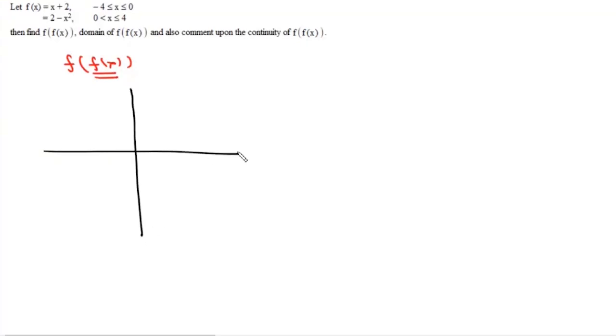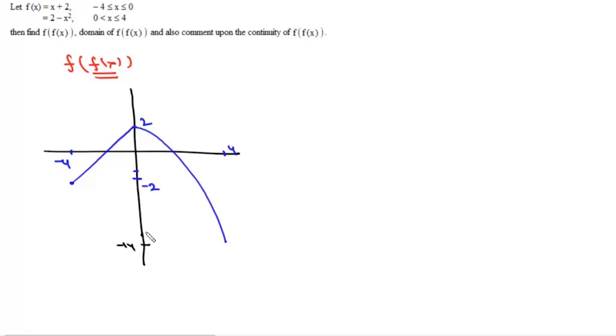So we have these x's. When x is minus 4, this value is minus 2. And when x is 0, this value is plus 2. So this is minus 2 and this is plus 2. And here when x is 0, this is 2. And when x is 4, this is minus 14. So at 4, this is suppose minus 14, not to scale.